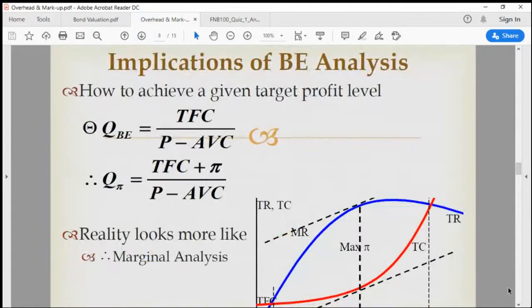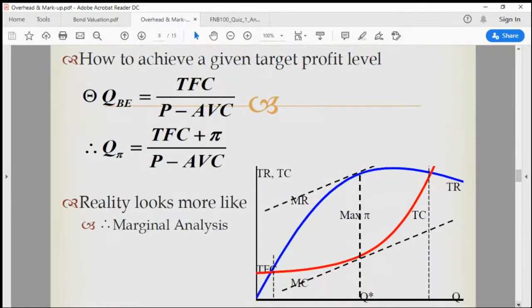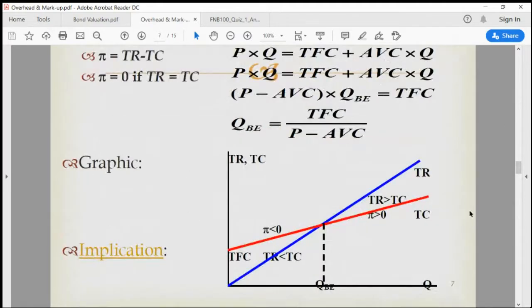This is what I've been telling you. Actually, revenue is eventually a curve, and cost is also eventually a curve. We are just simply approximating them as straight lines. So how do we find the break-even point using Excel? We're going to do that using Excel, so let's go back to the application.